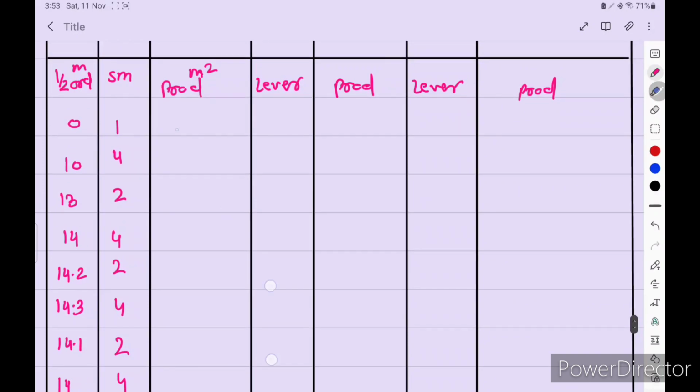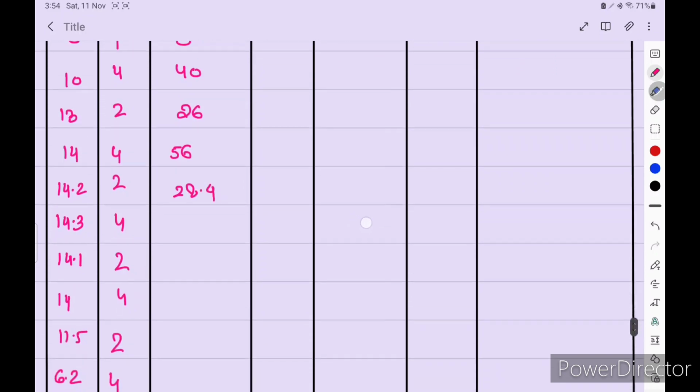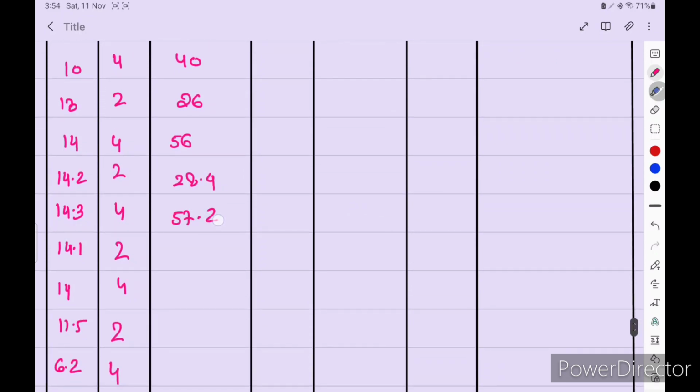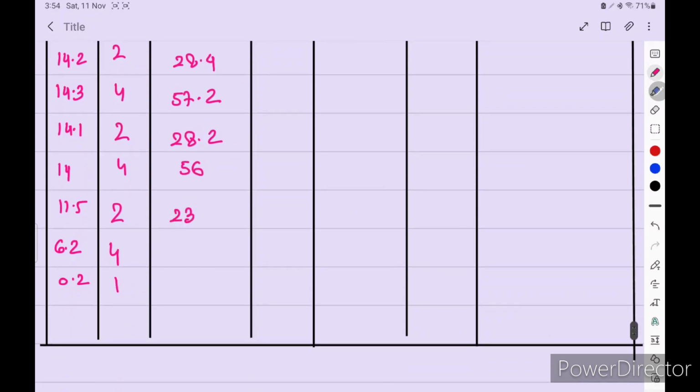Now multiply: 0, 40, 26, 56, 28.4, 57.2, 28.2, 56, 23, 24.8, 0.2. Add, so we get 339.8. SOP1.